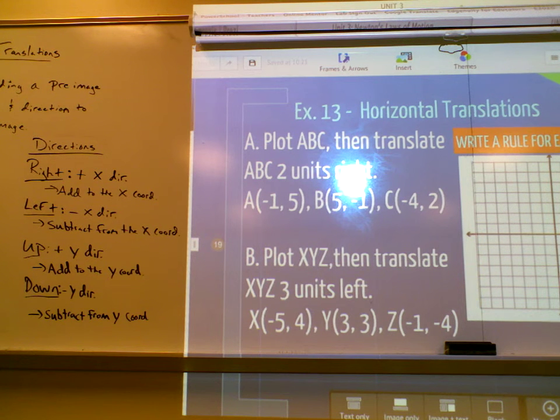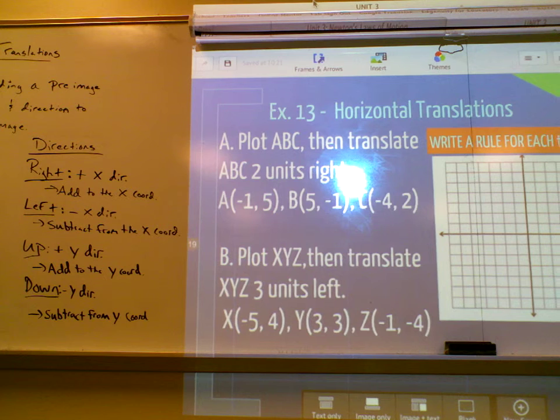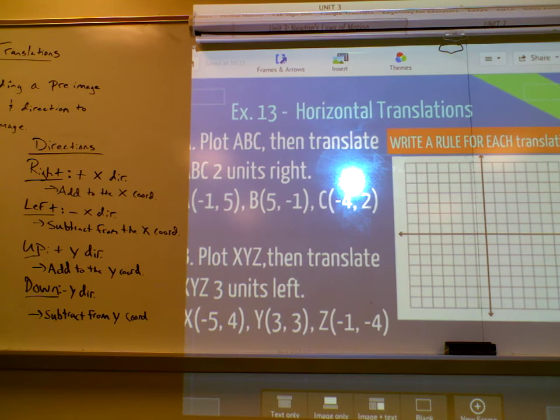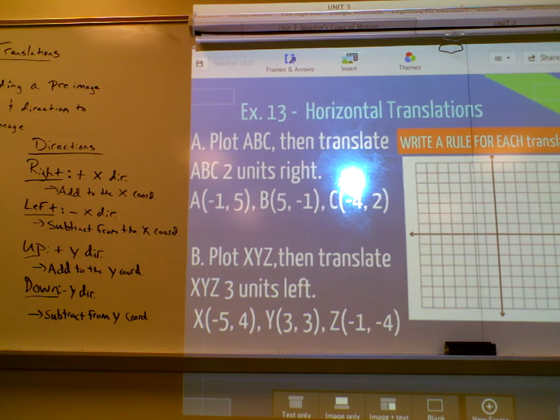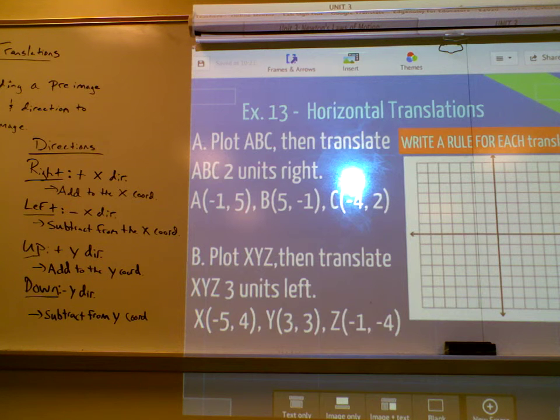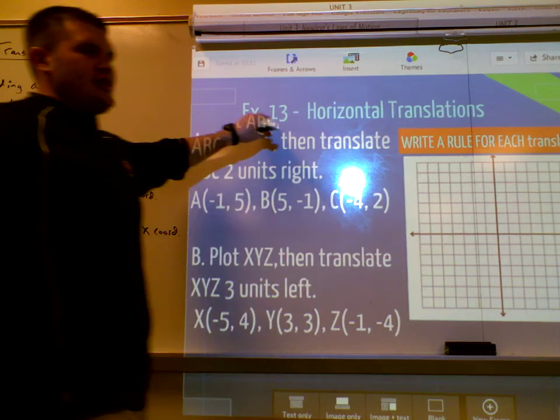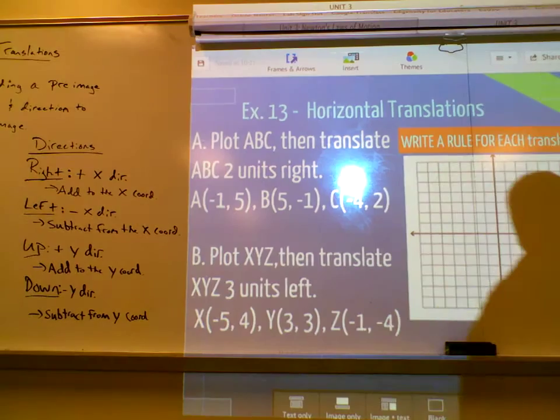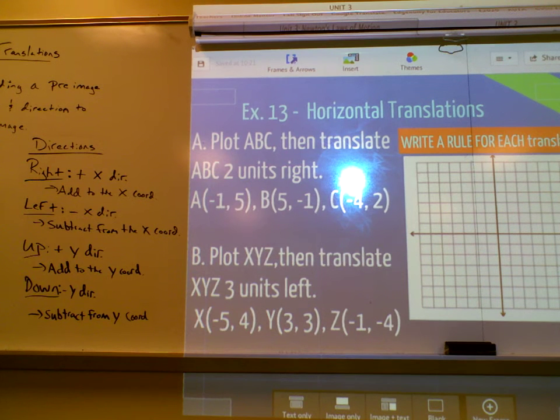Let's see if I can get everything on my screen. Nope, I got it. It'll work. Okay, so we have our directions and we have example 13. Now let's start citing your notes. This is example 9 in your notes. Change it to example 13. And I have some reflection stuff that we did earlier.